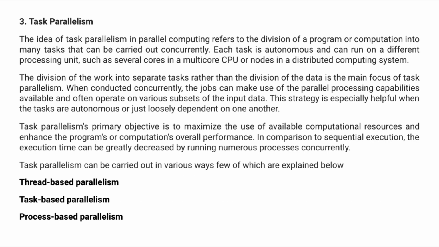Third one is task parallelism. The idea of task parallelism in parallel computing refers to the division of a program or computation into many tasks that can be carried out concurrently. Each task is autonomous and can run on a different processing unit, such as several cores in a multi-core CPU or nodes in a distributed computing system. The division of the work into separate tasks rather than the division of the data is the main focus of task parallelism. When conducted concurrently, the jobs can make use of the parallel processing capabilities available and often operate on various subsets of the input data.